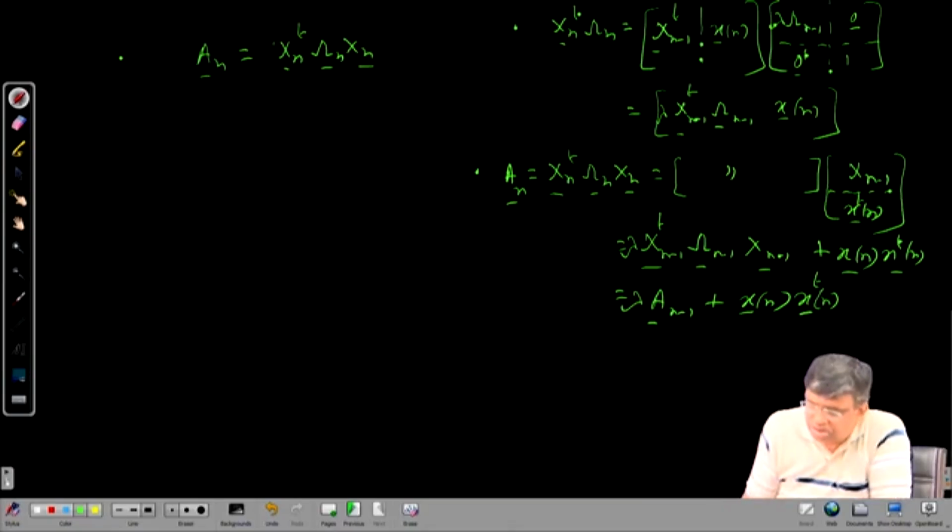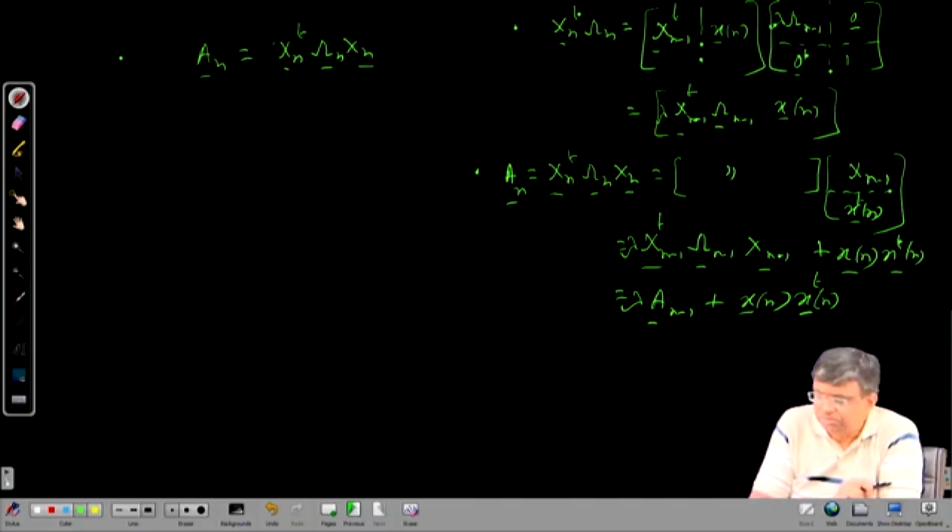This is a very important result. This shows how from a n minus 1, a n is generated. It is multiplied by lambda. Lambda is less than 1, so every element here is suppressed by a factor which is almost 1, and an additional matrix, column vector into row vector, is added. That is how from the n minus 1 instance we move to the nth instance for the A matrix. A is this. So this is an important result.